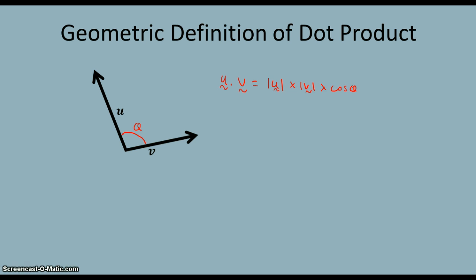So that's the definition of the dot product, and while that might seem like an unusual way to define the dot product, we'll see why it's defined like that in a few minutes. Let's look at an example.